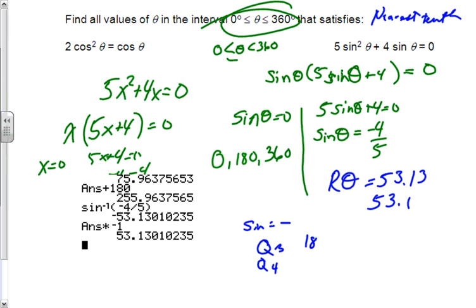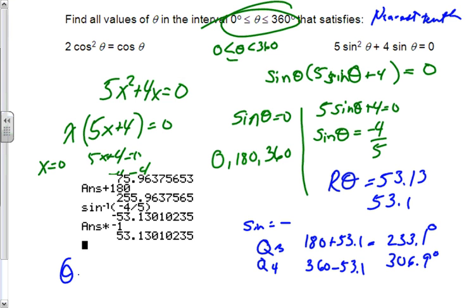In Q3 it's 180 plus our reference angle, so 53.1, and in Q4 it's 360 minus 53.1. So our final answer, 180 plus 53.1 gives us 233.1 degrees is one of them. And over here we have to do a little bit of subtraction, which is going to be 306.9 degrees.